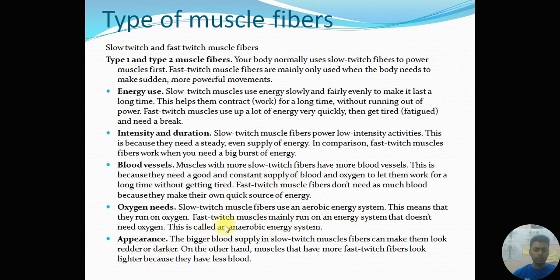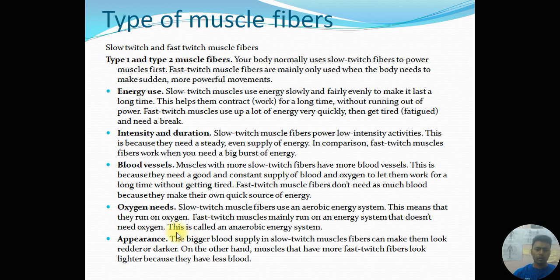Appearance, how they look. The bigger blood supply of the slow twitch muscle fibers makes them look redder and darker. That means when there are a lot of blood vessels in the muscle, they get more red, right? Because blood is red and dark. So the more red and dark a muscle is, that means it is slow twitch muscle fiber.